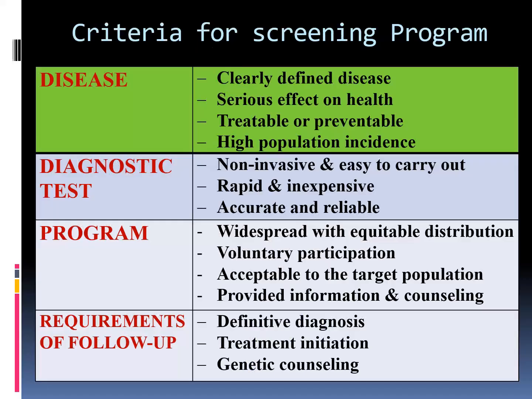So for a screening program, we have 4 main elements that we have to put in consideration. I want you to remember these 4 main elements. First, the disease. It should be a clearly defined disease, with serious effect on health, treatable or preventable, and high population incidence. We have to put that in consideration and keep in mind the Egyptian program for neonatal screening, where we look for hypothyroidism. We are going to speak about it later on.